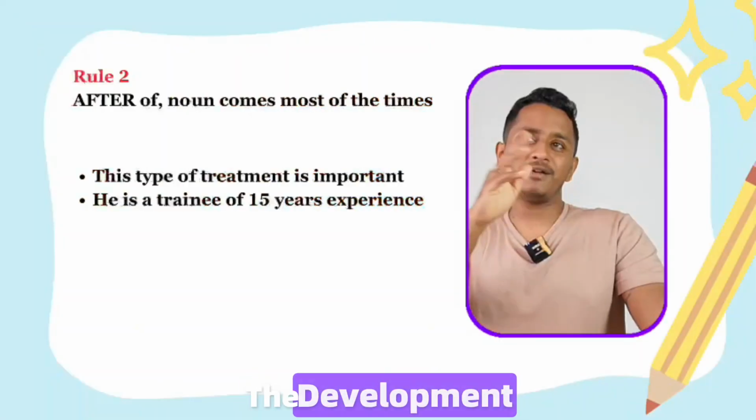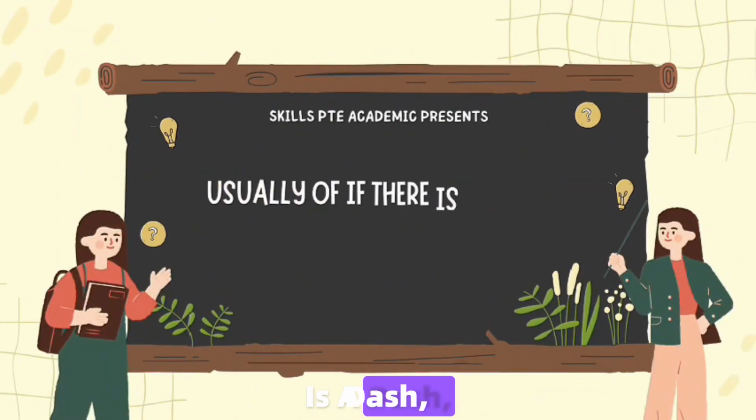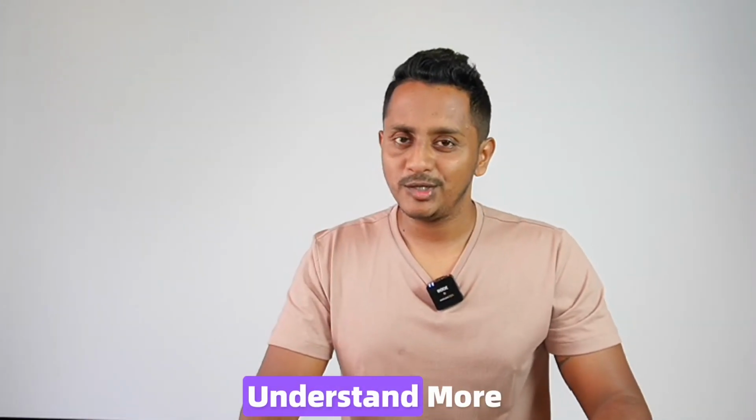Usually after "of", as in "the development of the town", if there is a dash, it usually ends in a noun form. Towards the end, we're going to understand more about it.